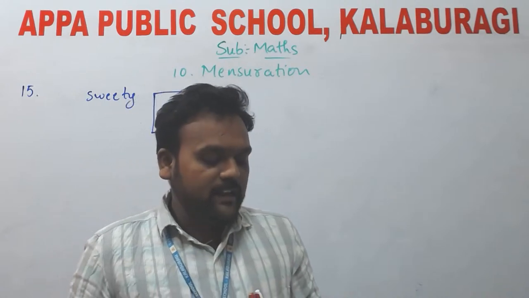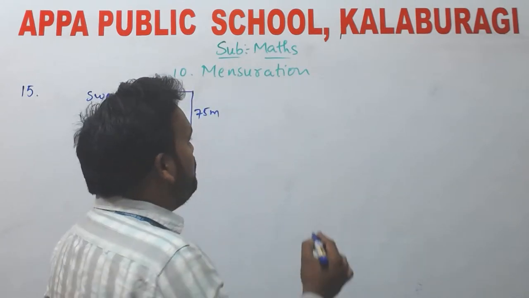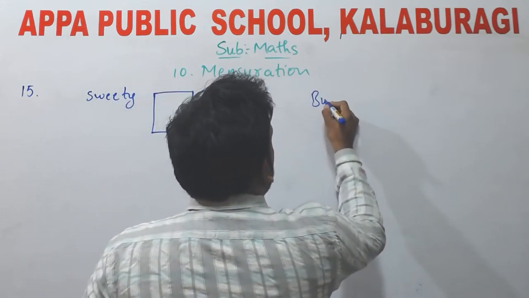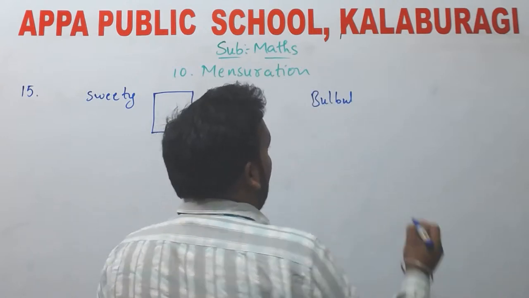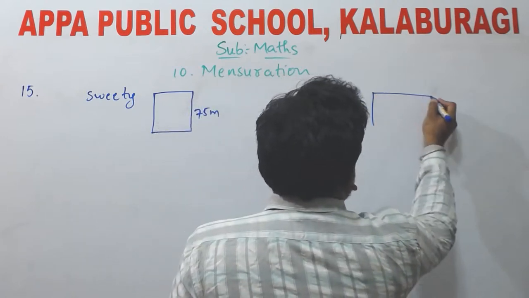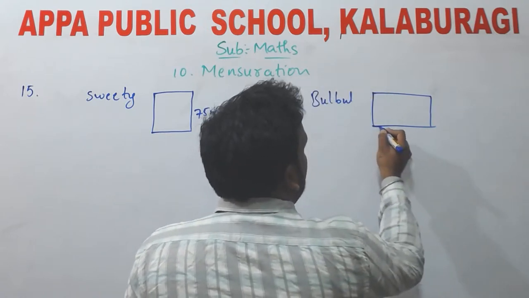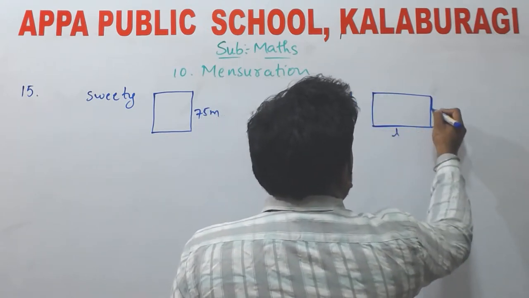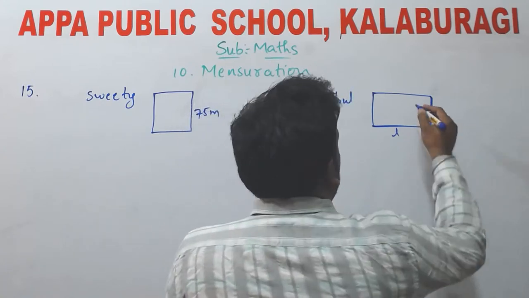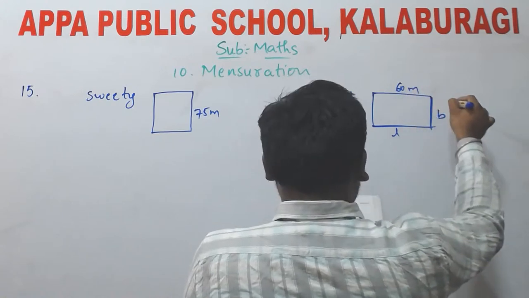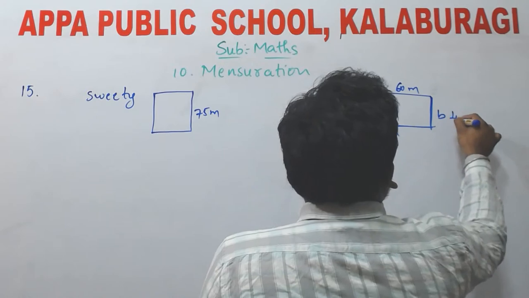Next, Bulbul runs around a rectangular park. Here is Bulbul. In the rectangular park, this is the length and this is the breadth. The rectangular park has length 60 meter and breadth 45 meter.